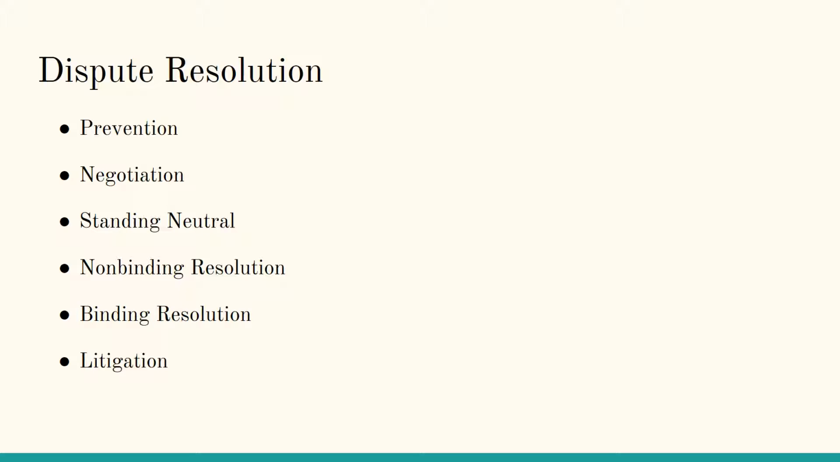Dispute resolution. Dispute resolution is comprised of 6 different steps. The first step, prevention, includes risk allocation, incentive for cooperation, and partnering. Negotiation is the first reaction taken if prevention fails. This is followed by standing neutral, which would include a dispute review board and dispute resolution advisor.